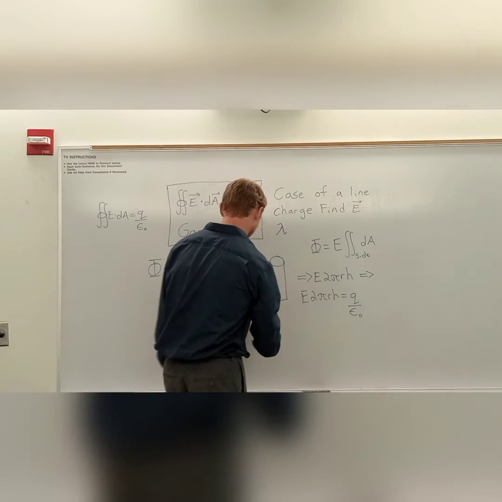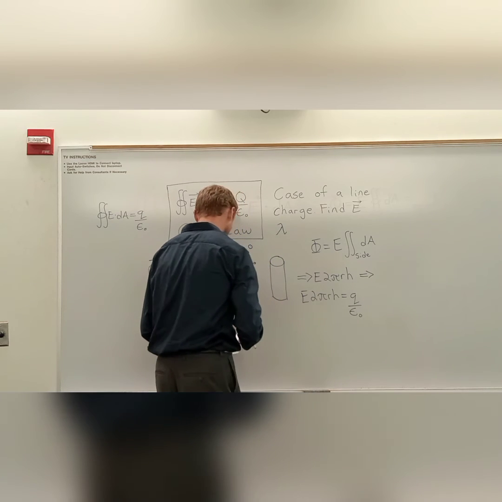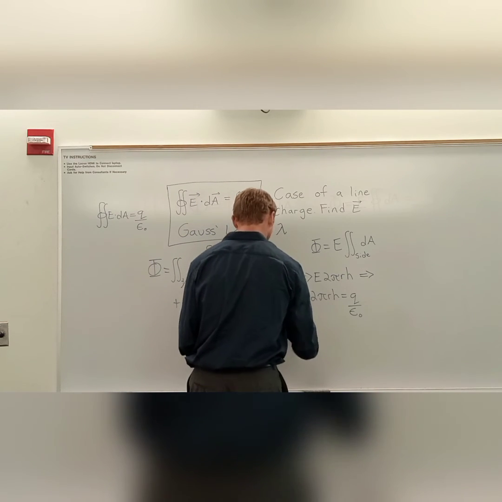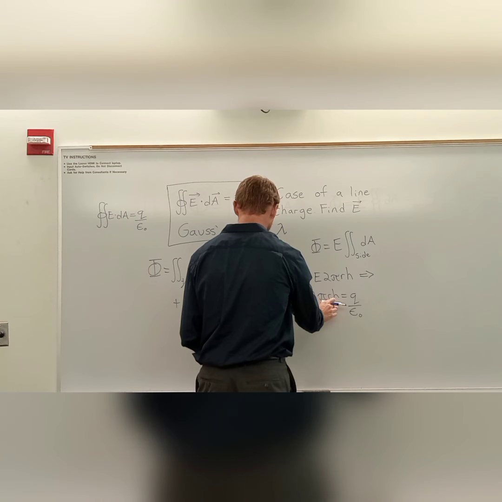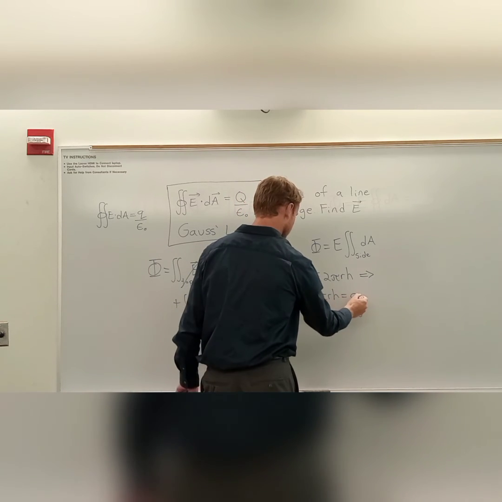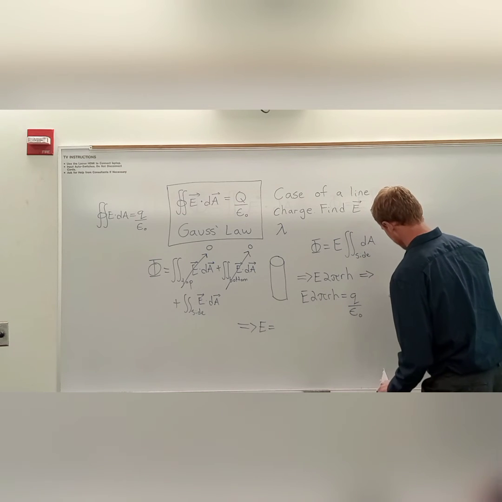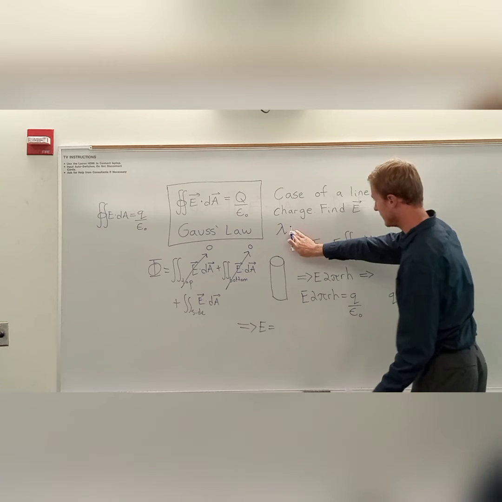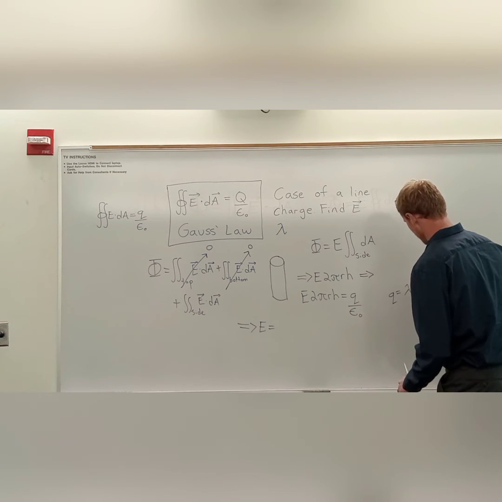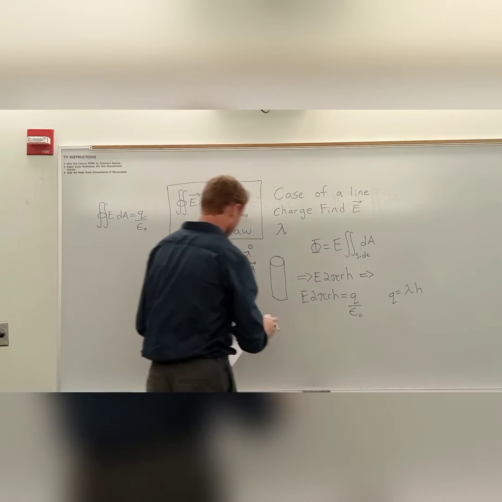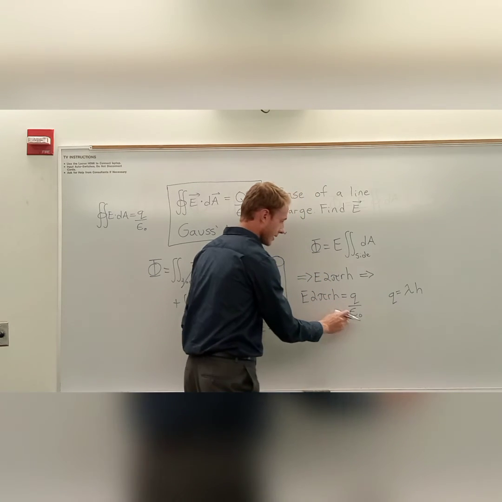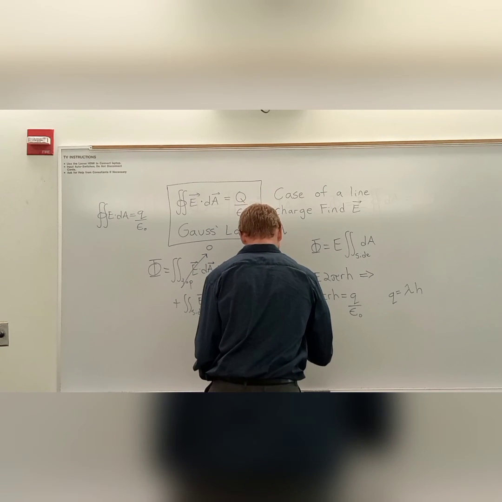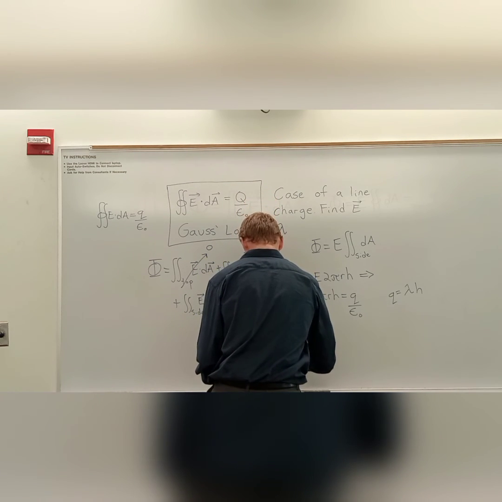So doing a little more rearranging, we find the electric field by dividing over the 2 pi r H. First we substitute in Q, and Q in this case is the charge density, lambda, times H. If we substitute this in and divide by 2 pi r H on the bottom, we have E equals lambda over 2 pi epsilon naught r.